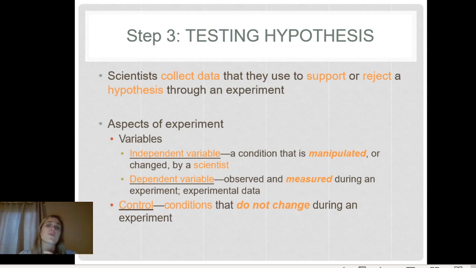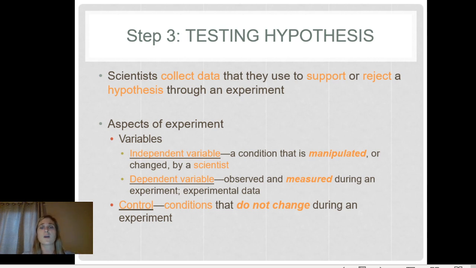So then step 3, you're going to test the hypothesis, and that's done by experiment. Okay, so here it says testing hypothesis. You can put experiment. Okay, so step 3, you're basically going to test that hypothesis. Scientists collect data that they use to support or reject a hypothesis through experimentation.